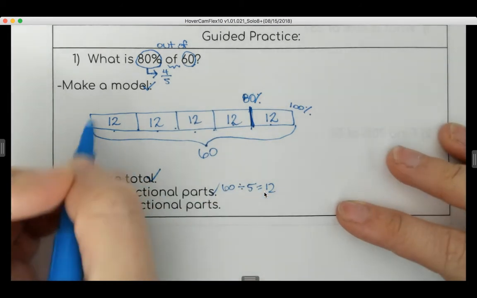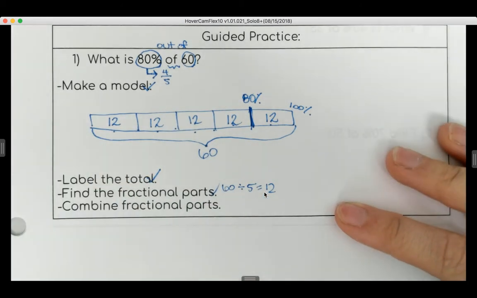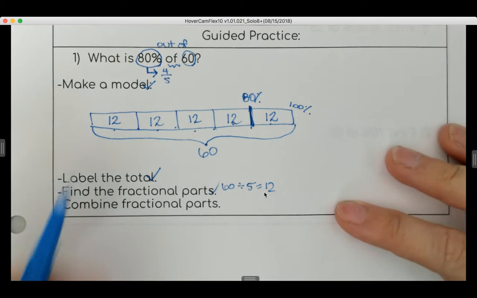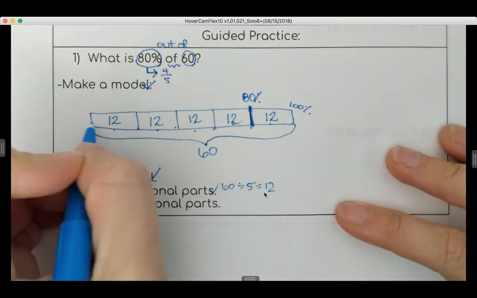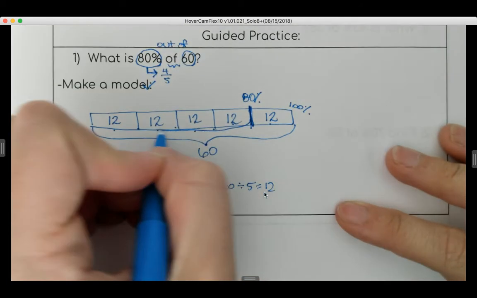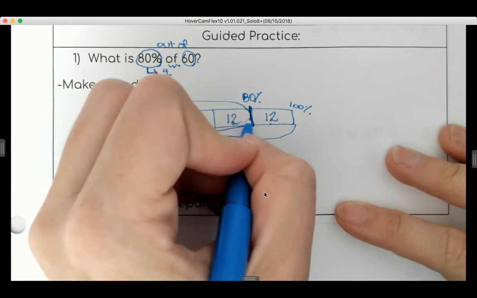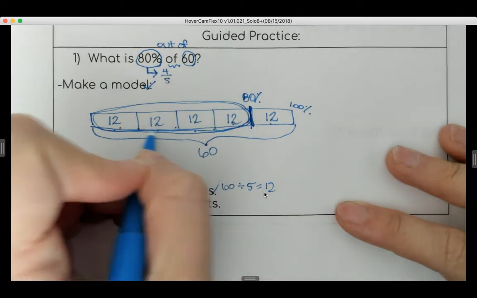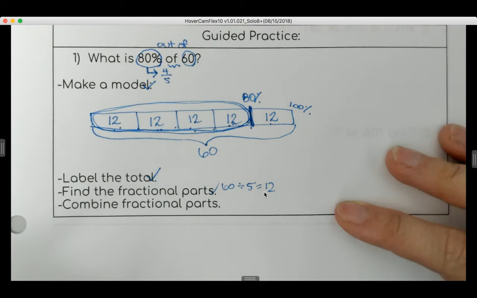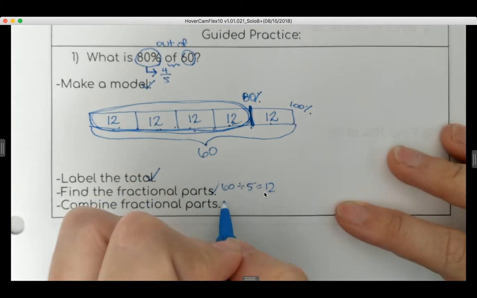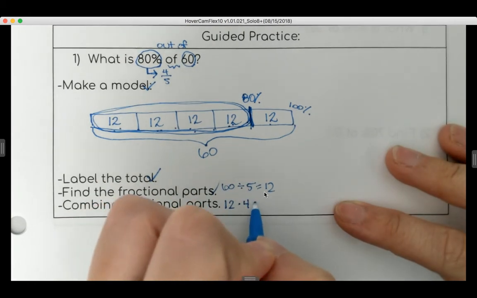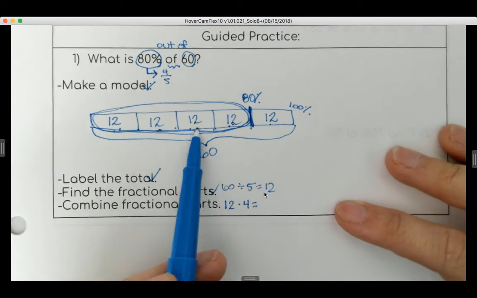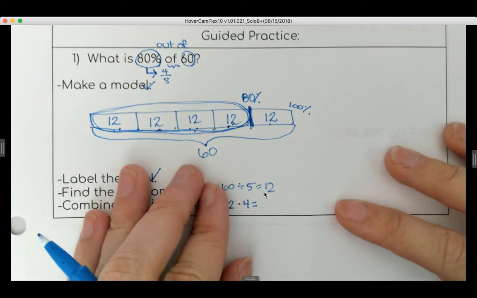So does that mean my answer is 12? No, my answer is not 12. That means my answer is this whole section right here. And there's more than one way to find this right answer. But I see I've got 1, 2, 3, 4 parts, and they're each equal to 12. So what I'm going to do is multiply 12 times 4. That's not the only way you could do it. Remember, we could also do 12 plus 12 plus 12 plus 12. So just keep that in mind.